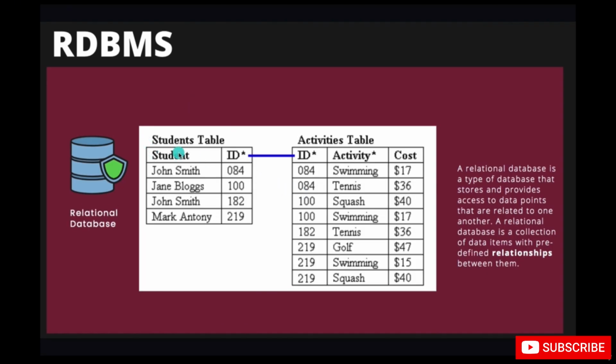If you go to the activities table and search for 084, you see that the student's activity is swimming, and then you can retrieve the activity alongside maybe the cost. So in the database you will see these different tables, but the relationship between the students table and the activities table is the ID column that you see over there. That's why we say that a relationship exists among the tables in a relational database management system. Okay, so I hope you get an understanding over here.